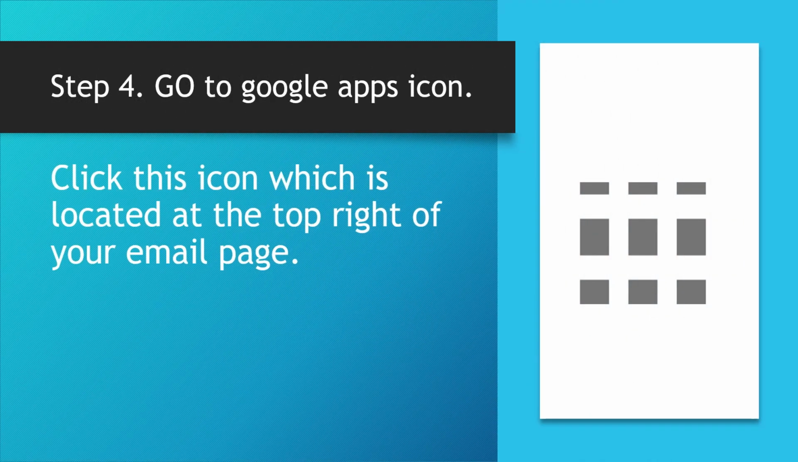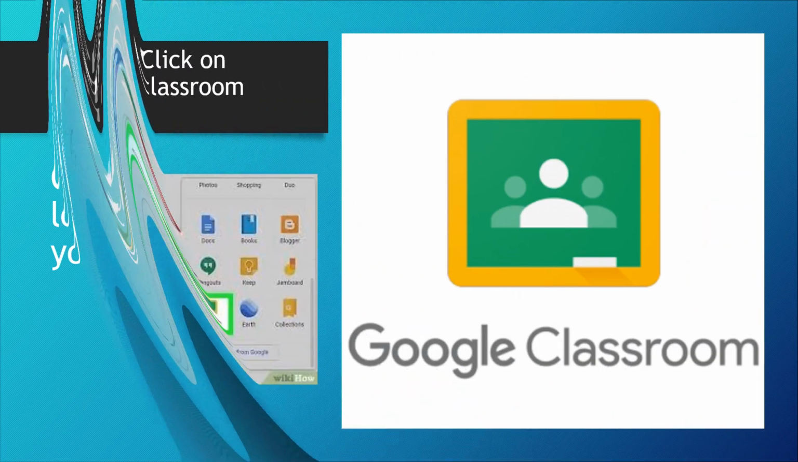Kapag nakapasok ka na sa iyong Gmail account, nakapag-sign in ka na sa iyong Gmail account, hanapin mo ang icon na ito. This is what you call Google Apps icon. So when you click this icon, a lot of Google applications will pop out. Where can you find this icon? This icon is located at the top right, sa kanang itaas na bahagi ng inyong page. Pindutin lamang ang icon na ito para makapunta sa Google Classroom.